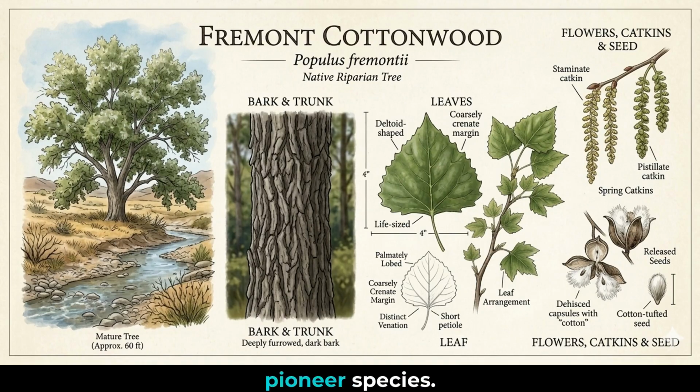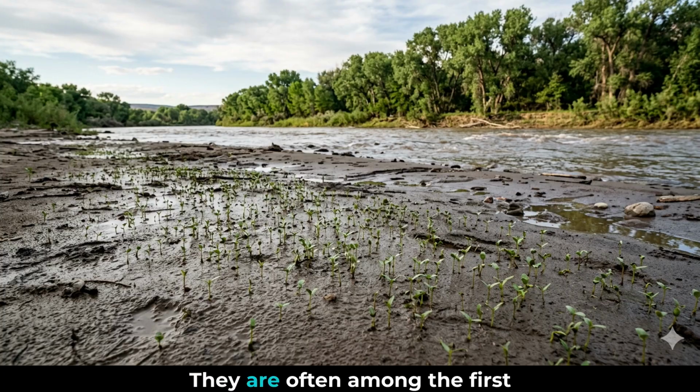Cottonwoods are considered pioneer species. They are often among the first trees to colonize newly deposited sediments following floods. Their seeds are tiny and attached to cotton-like fibers that allow them to disperse by wind and water. However, successful establishment usually requires moist, exposed soils and favorable water conditions, making cottonwoods highly dependent on natural river processes.